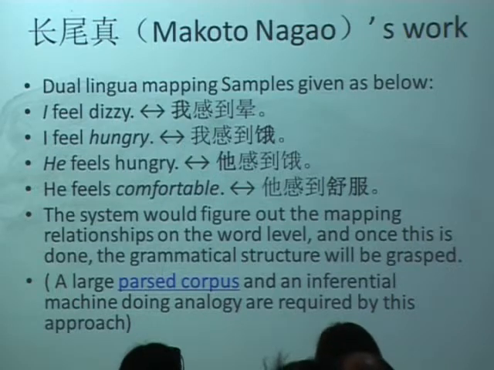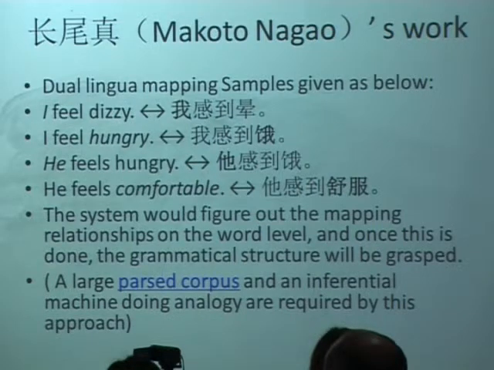Because you can find that the first sentence and second sentence are, I feel dizzy and I feel hungry. Okay, you'll find that the subject I looks the same. And in the Chinese sentence, the subject, the first character, looks the same too. So the logical inference should be what means I. Okay, the first character means I. And so forth, you can do something like that. Okay, and the system is expected to figure out the mapping relationships on the word level. And once this is done, it will try to figure out the grammatical structure of the Chinese language.